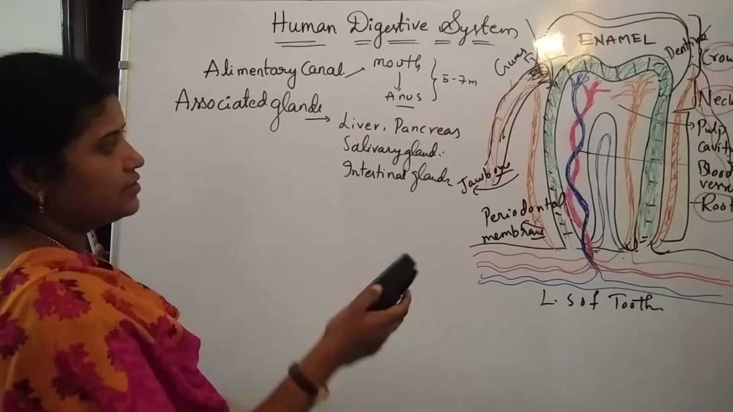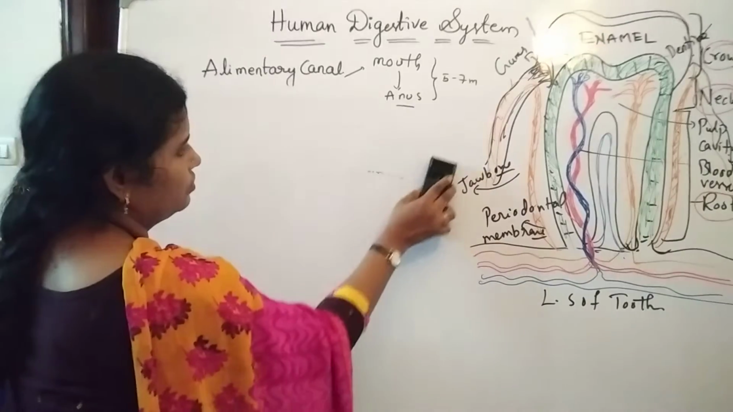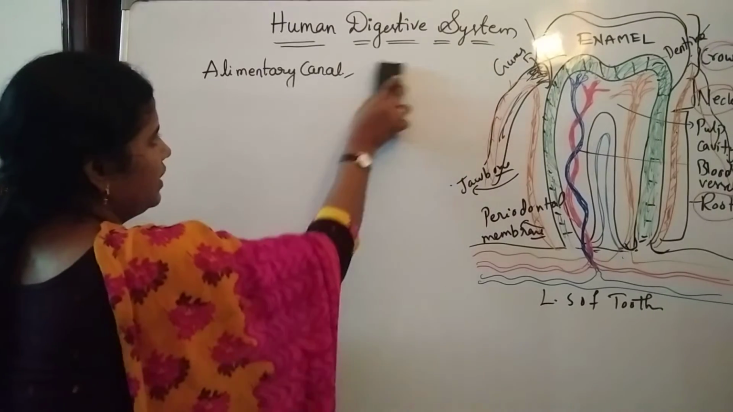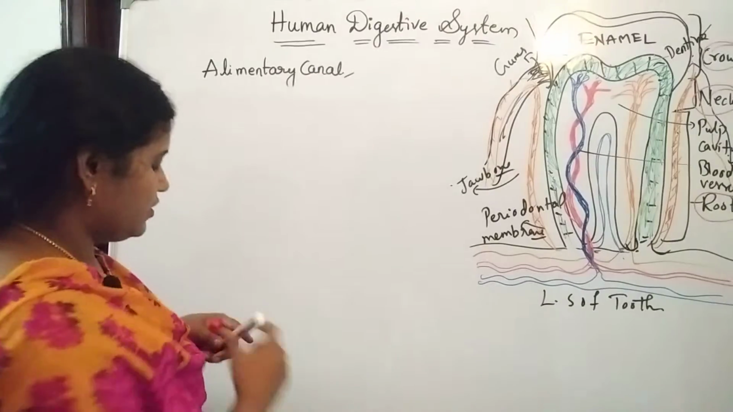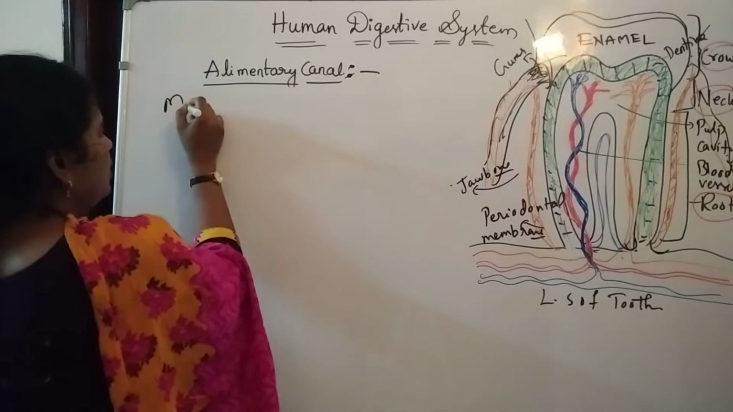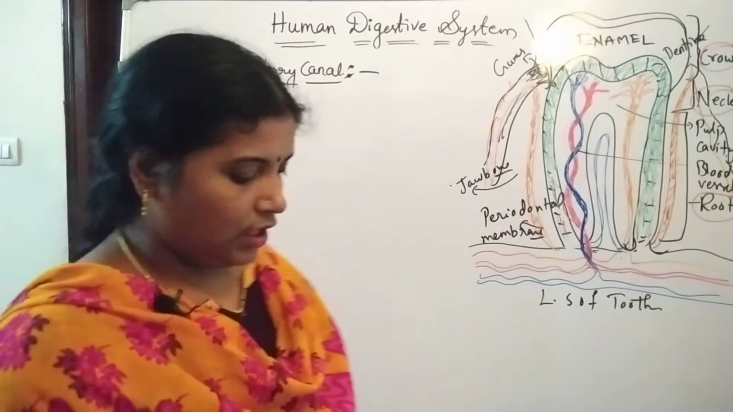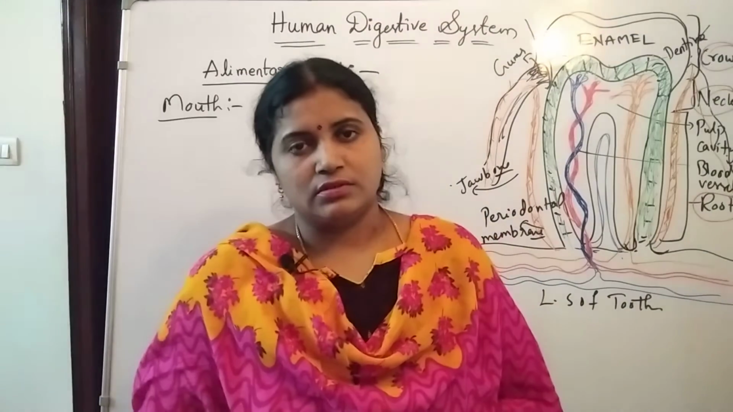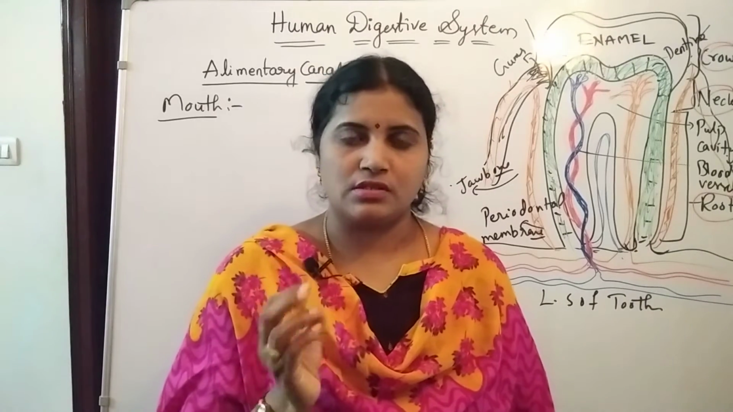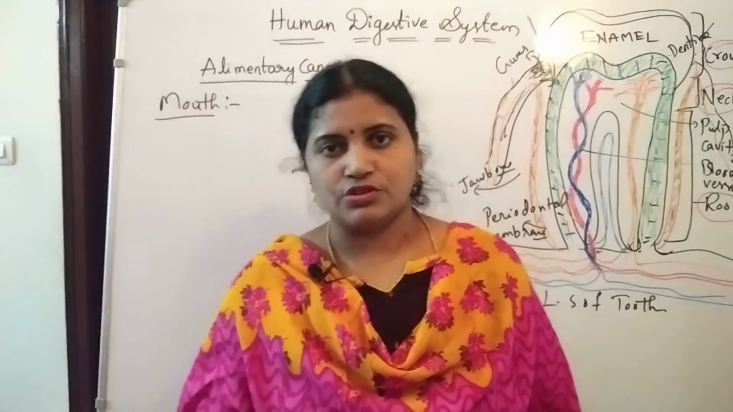If you want to note down, first we will see the alimentary canal. In the alimentary canal, what is the first part? Mouth. The mouth is the first part of the alimentary canal, the opening through which we take the food. Ingestion is nothing but taking food inside the body through the mouth.